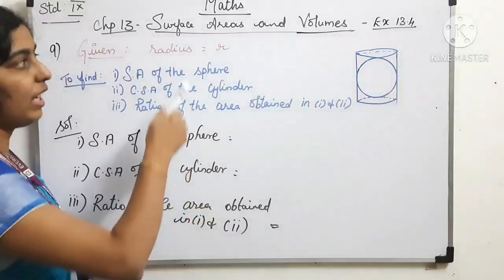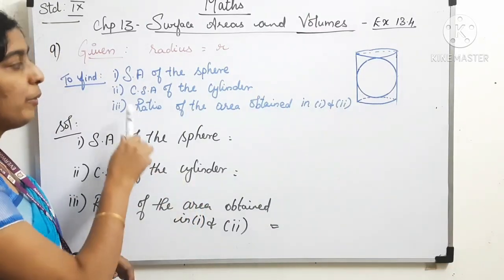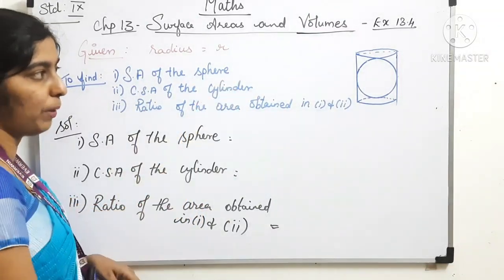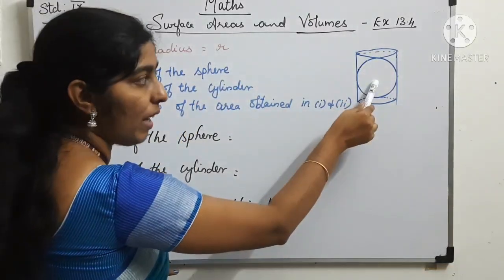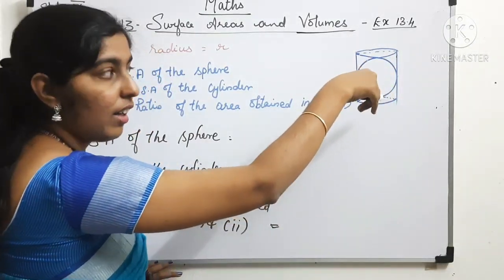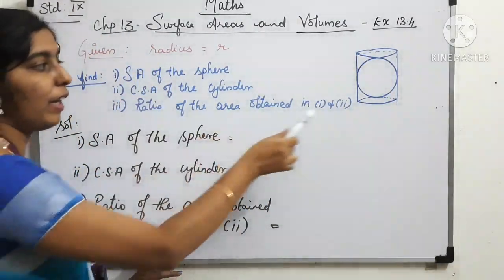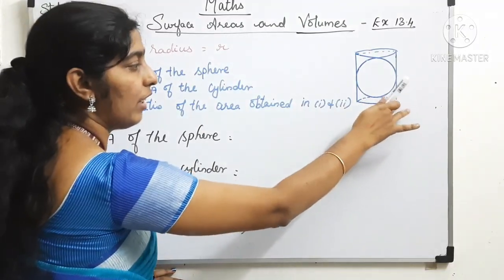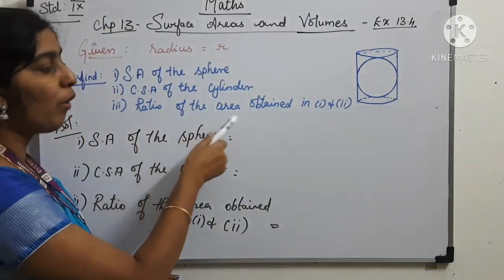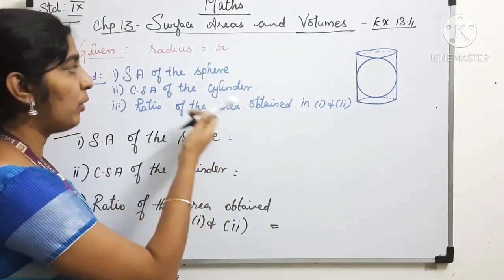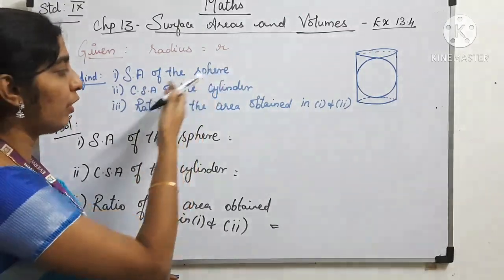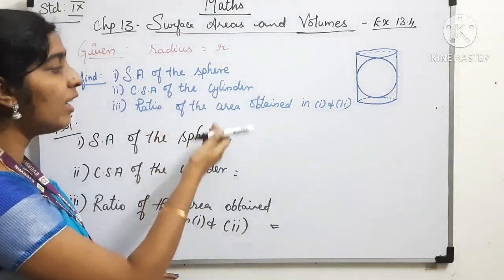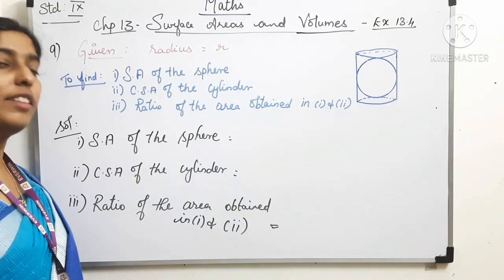So what is given here? The radius is given as r. We have to find the surface area of the sphere. You can see that the sphere is placed inside the cylinder, and we have to find the curved surface area of the cylinder and the ratio of the areas obtained in 1 and 2. That is the ratio of the surface area of the sphere and the curved surface area of the cylinder.